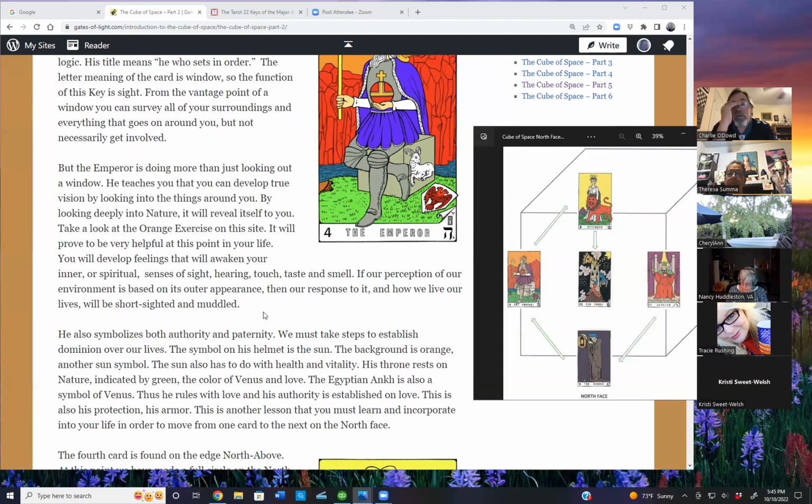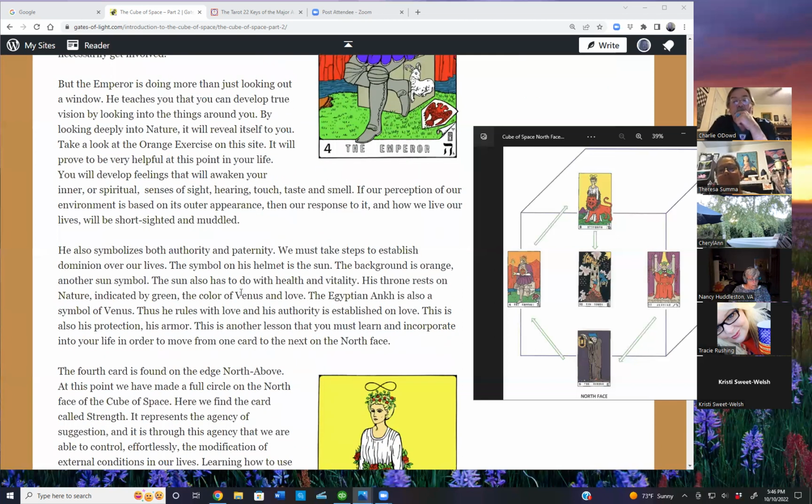If our perception of our environment is based on its outer appearance, then our response to it and how we live our lives will be short-sighted and muddled. And remember, we've talked about the senses before. Your physical senses are actually the result of your inner spiritual senses. So when you leave your body, you take all your senses with you. They're just not in this vehicle. And then when you get a new vehicle, if it's in good repair, when you arrive again, you now have all these senses, but they're going through the vehicle. And then, of course, you've arrived again and you've forgotten the fact that they're not the source. It's always such fun.